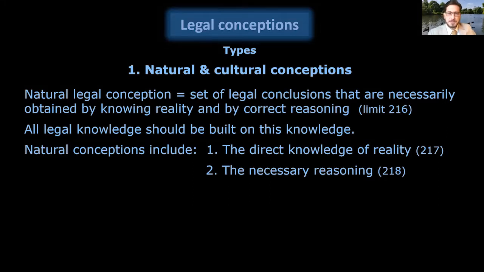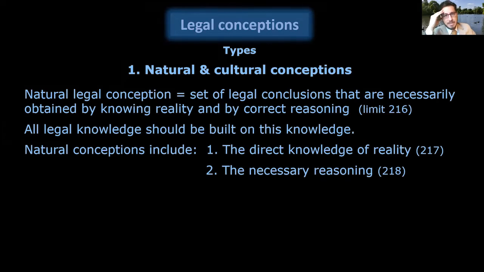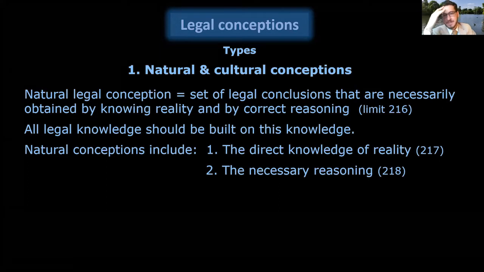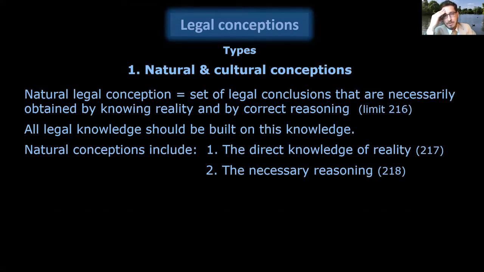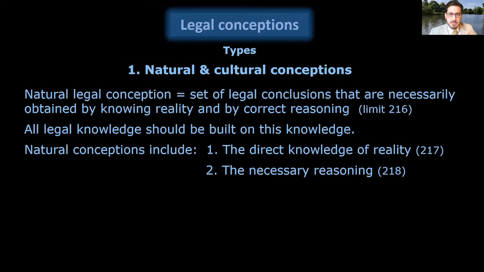In the necessary reasoning, what kind of necessary reasoning could there be? There could be so many. For example, the totality includes all the parts. This is a necessary reasoning. Or 1 + 1 = 2. This could be a necessary reasoning. You need to have this to develop any kind of knowledge, not only legal knowledge.